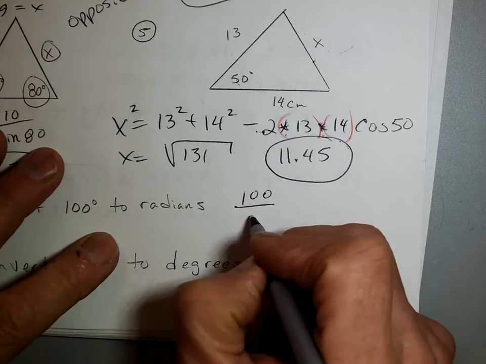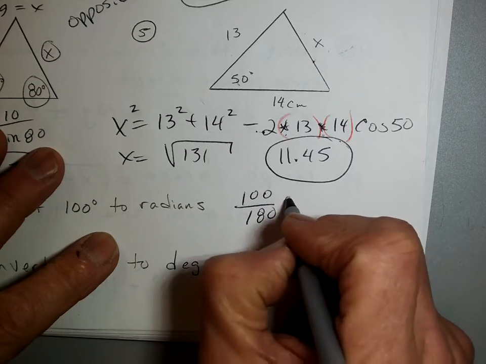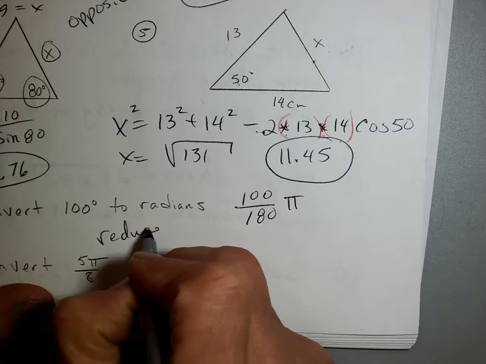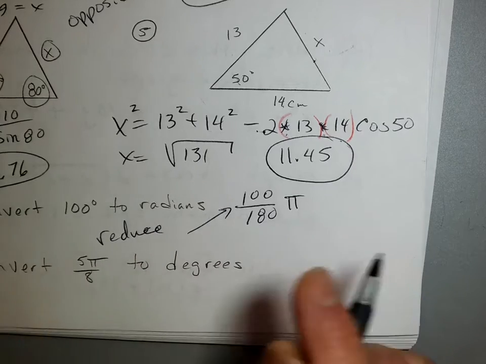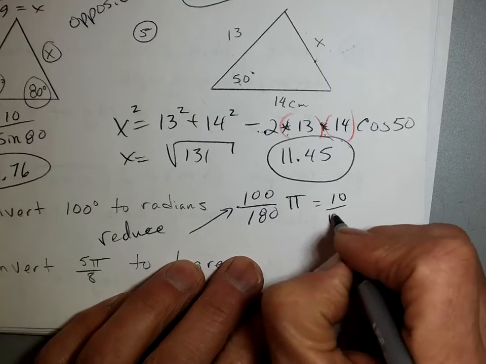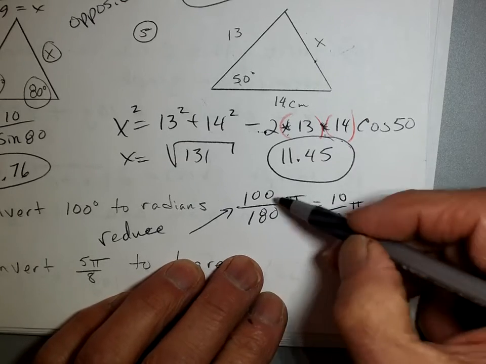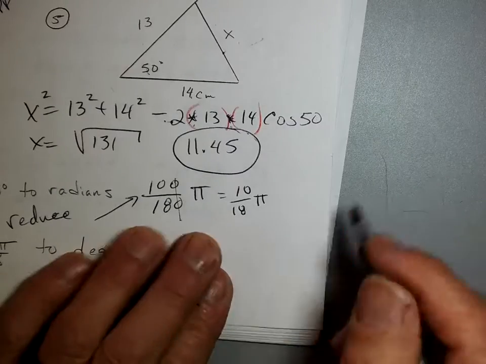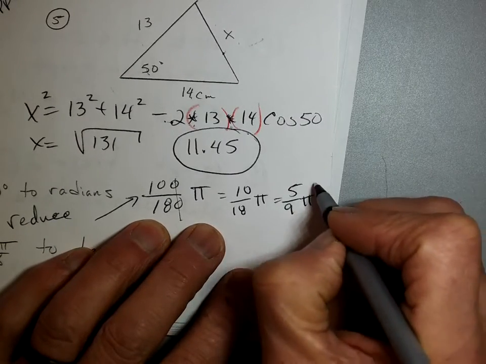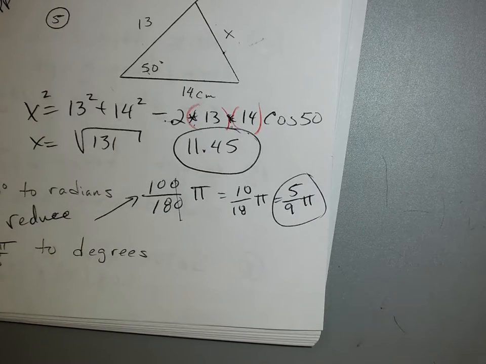So I'm going to go 100 over 180 pi. And then I want to reduce this. I want it in terms of pi. I'm going to reduce this fraction. It is going to be 10/18 pi, because I cancel the zeros, or 5/9 pi. Now, if you can't reduce, and there are kids that just can't, some kids absolutely refuse to learn fractions. It's the way it is.